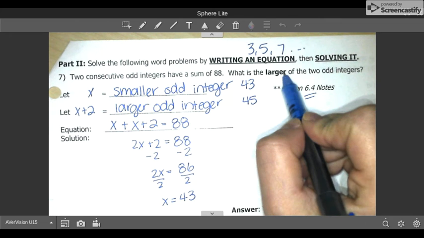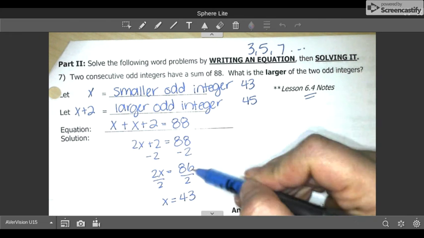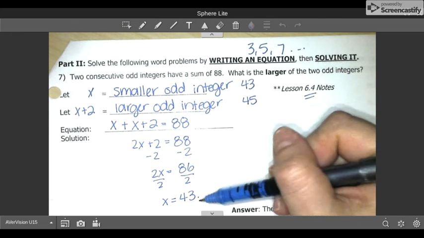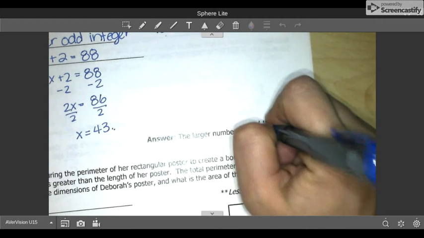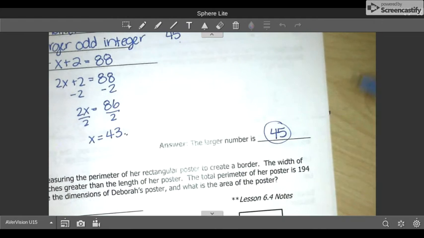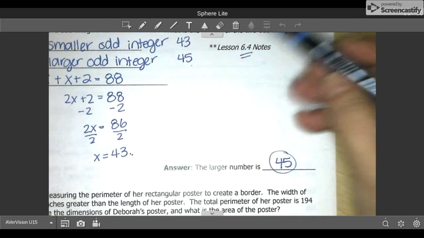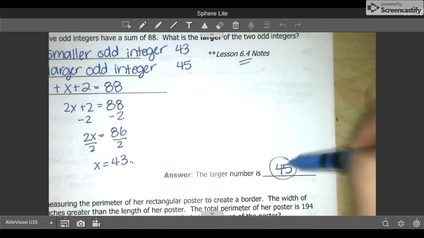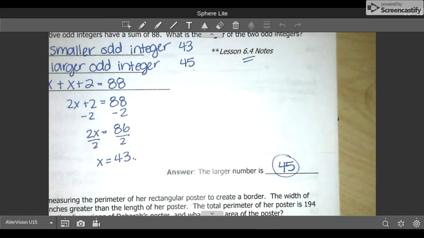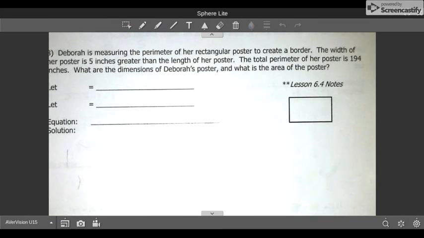Which one is my answer? Well, it wanted the larger of the 2. So if you wrote down 43, that's the wrong answer. That's the smaller of the 2. You want to write down 45. The larger number is 45. Make sure you ask yourself, is this an odd integer? Did the 2 consecutive odd integers add up to 88 like they were supposed to? Because if they didn't, you need to go back and figure out what you did wrong to check for understanding.